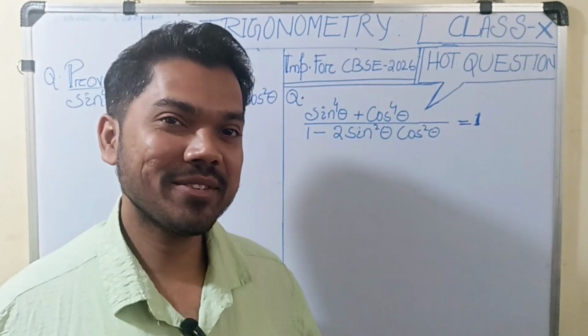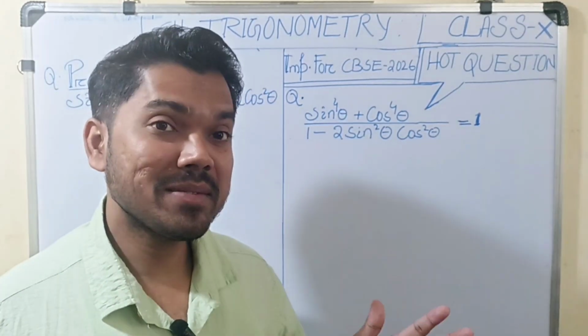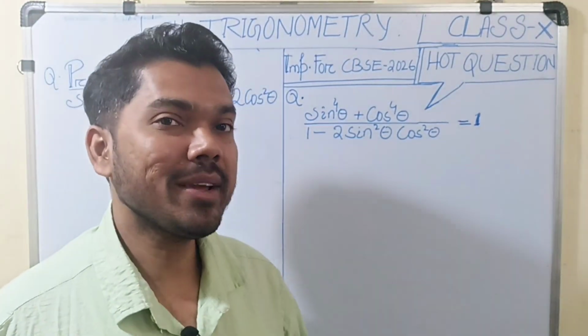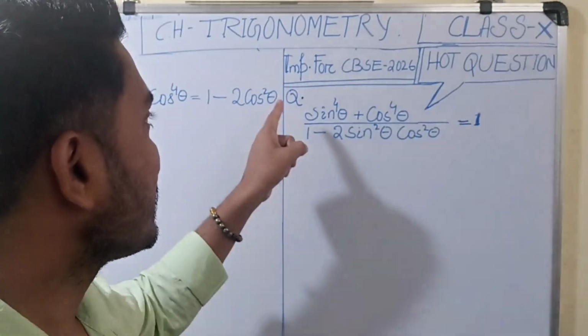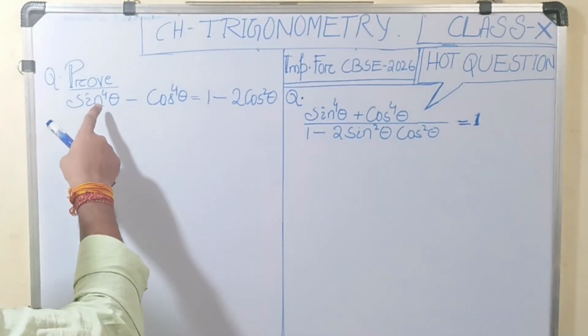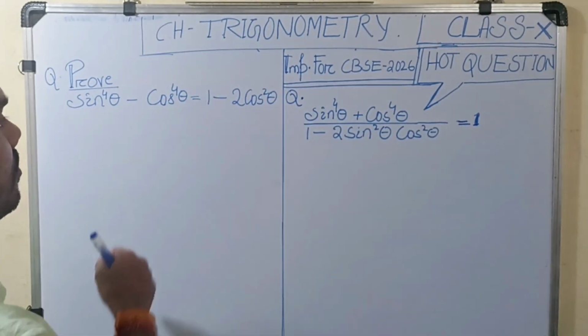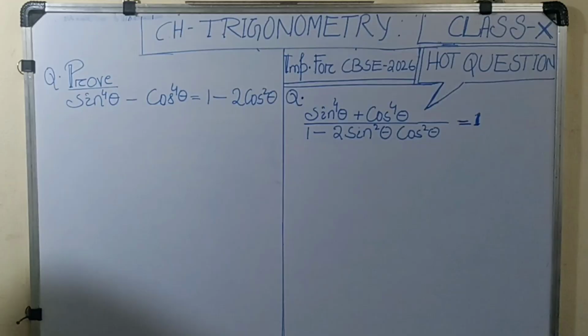I have brought for you one of the most important questions which come repeatedly in the upcoming CBSE board examination. Here, students, I have brought a question from the trigonometry chapter. The question is: prove that sin to the power 4 theta minus cos to the power 4 theta is equal to 1 minus 2 cos square theta. You have to prove this.